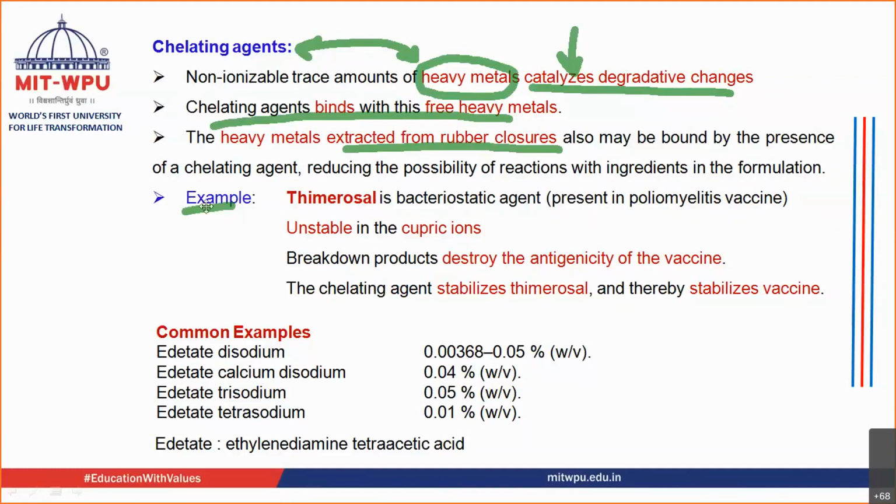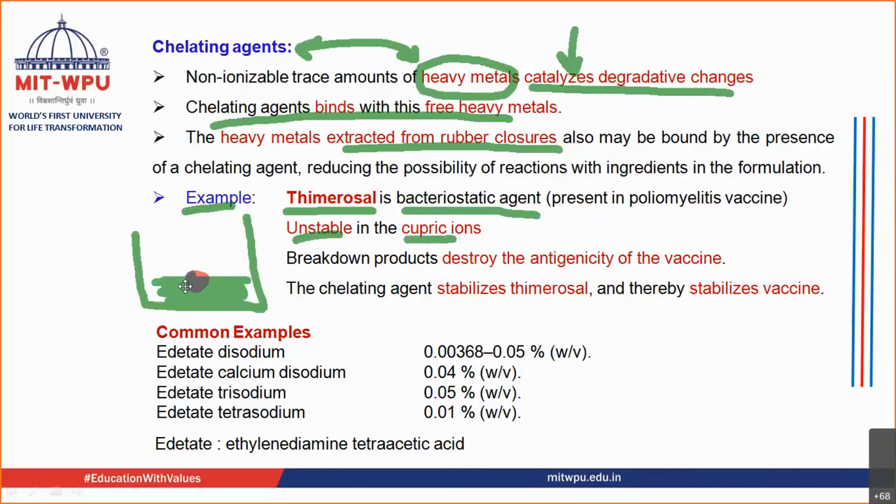Okay, and hence one of the examples is our case study, thimerosal. Okay, so thimerosal, if you remember, is a bacteriostatic agent. It is used as an antibacterial agent. This thimerosal is unstable in the presence of cupric ions, right? So where is this thimerosal present? This thimerosal is present in the formulation as one of the ingredients, as one of the additives. Are you getting me?